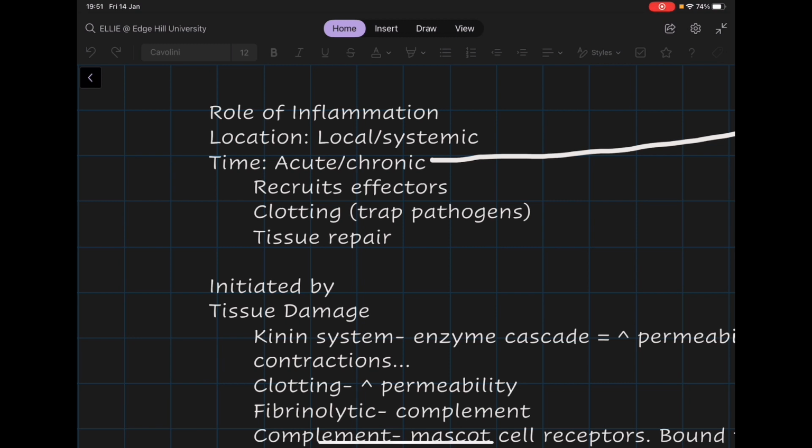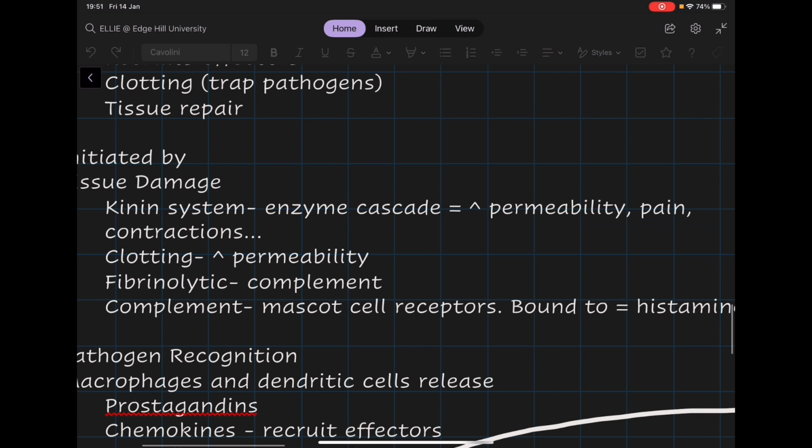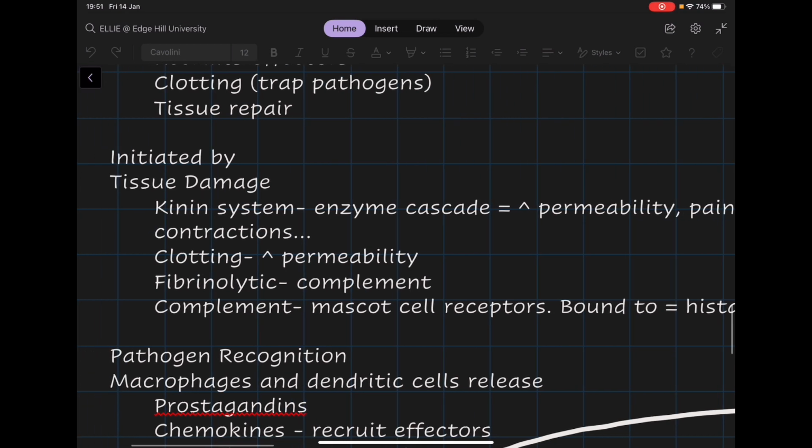So the four main systems that are activated by this are the kinin system, which is an enzymatic cascade causing an increase in vascular permeability, vasodilation, pain, and it also causes smooth muscle contractions. There's also a clotting system, which increases vascular permeability, so there's an increase of neutrophils and chemotaxis, which is the attraction of cells to the area of damage. There's also the fibrinolytic system, which is complement activation. And then there's the complement, which is anaphylatoxins, which bind to the receptors on mast cells, causing the release of histamine and other mediators.